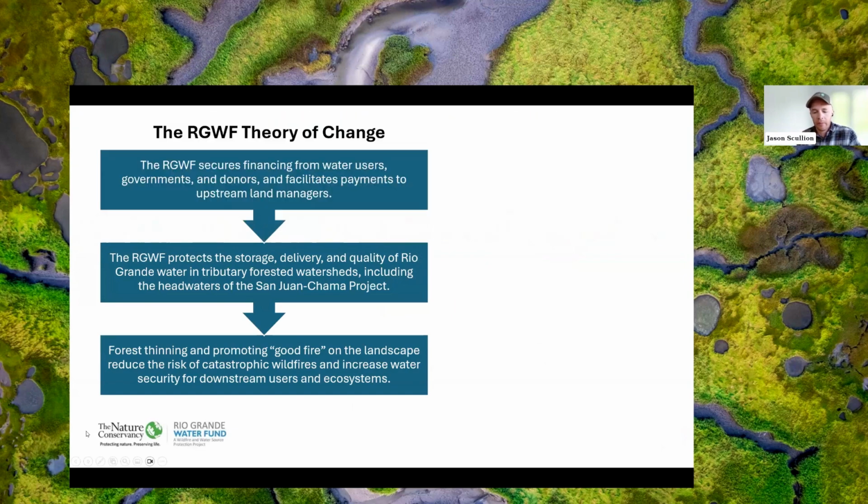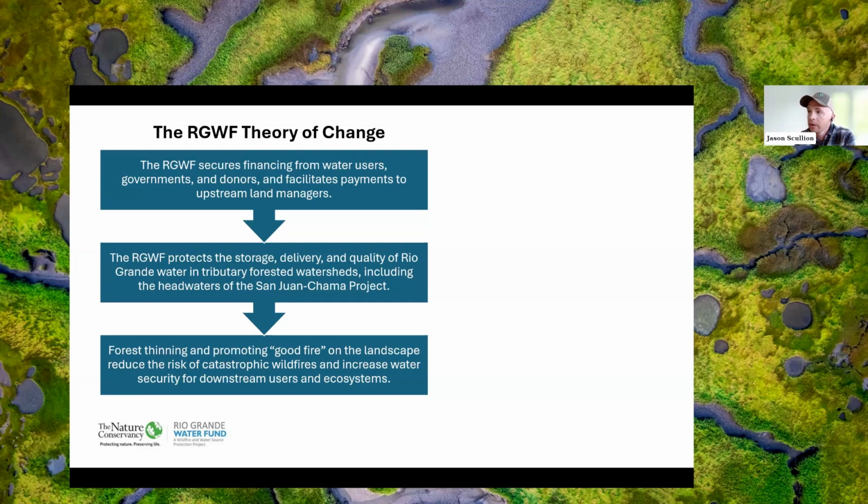All right, so in terms of context, talking about our theory of change, I gave you a little bit of background already about the forests in New Mexico and just how vast they are and how important they are to water security. So when we think about theories of change, to put it simply, we often think like a hypothesis. If we do some activity, then we expect a specific outcome.